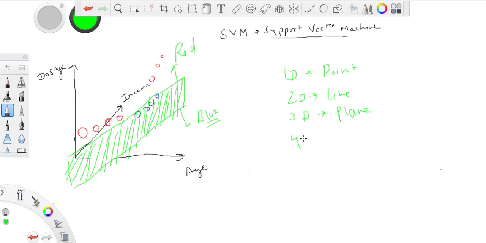And if I go beyond 3D, 4D plus, which I cannot draw obviously, those are known as hyperplane. So this is just the terminology. The point in 1 dimension, line in 2 dimension, plane in 3 dimension, and hyperplane in 4D plus.